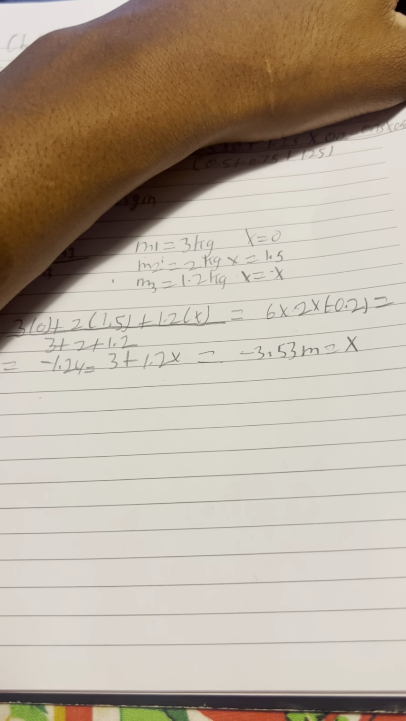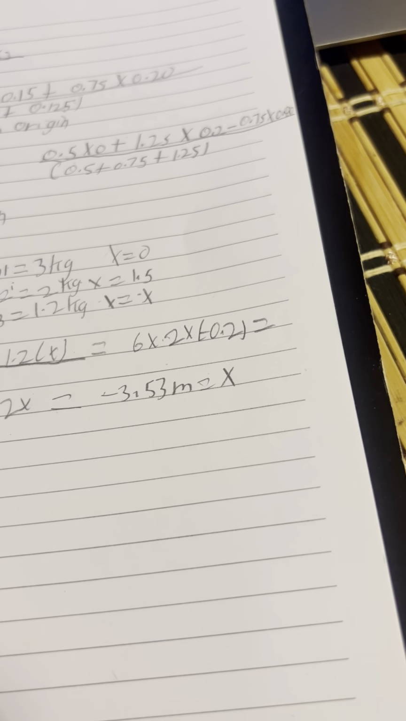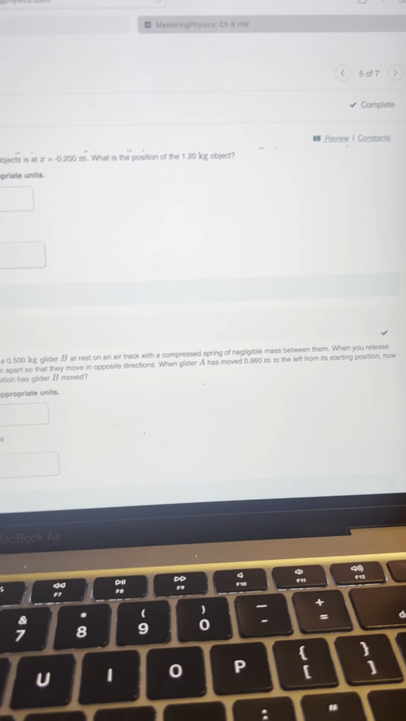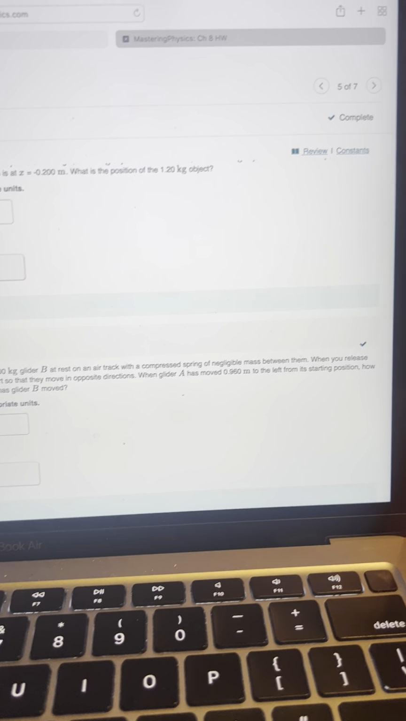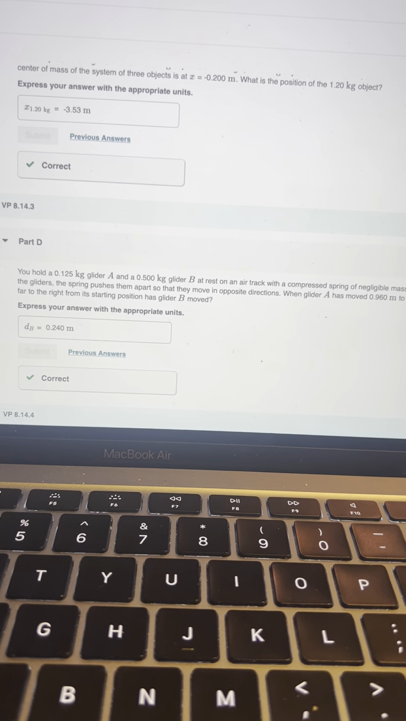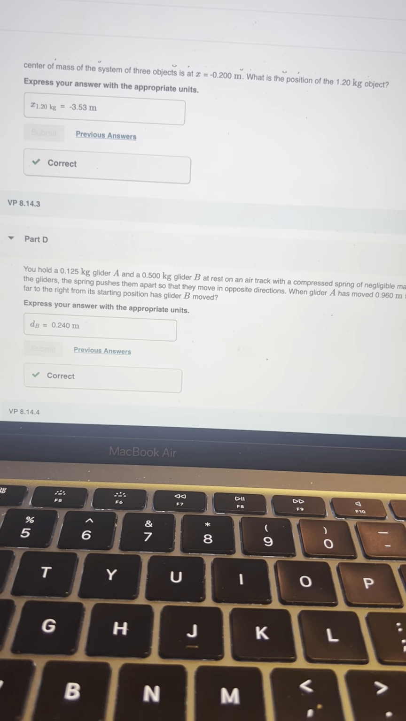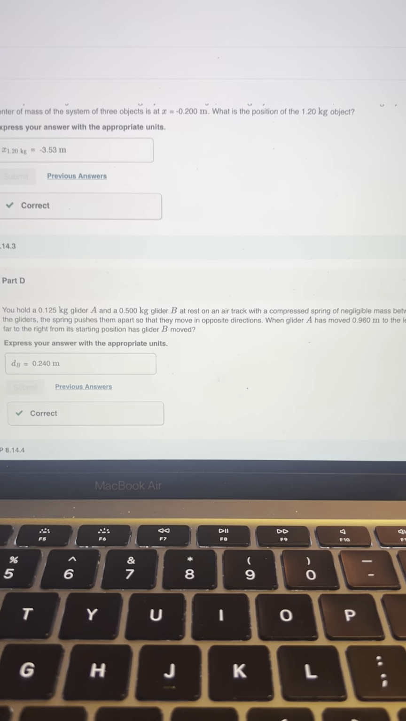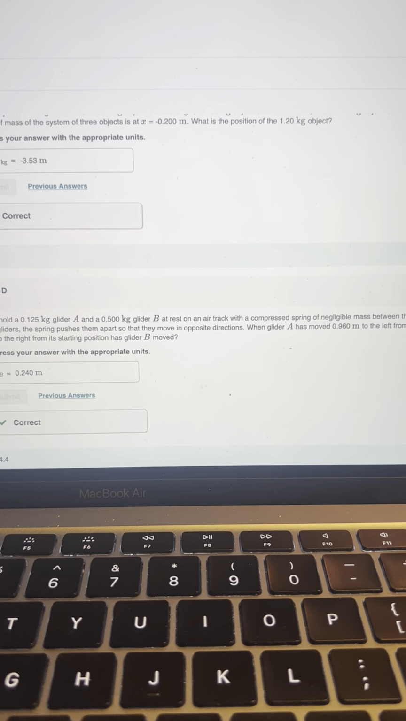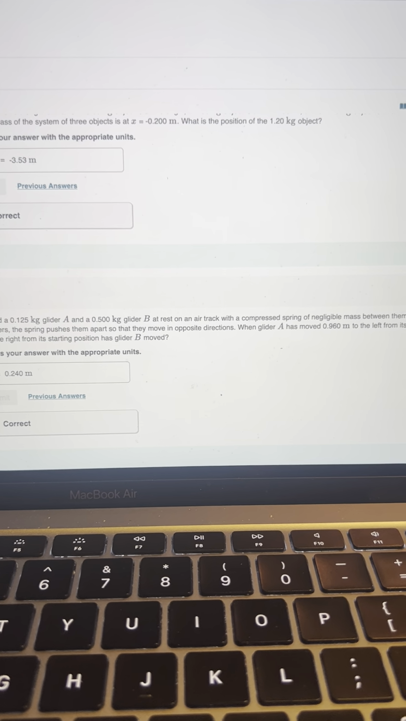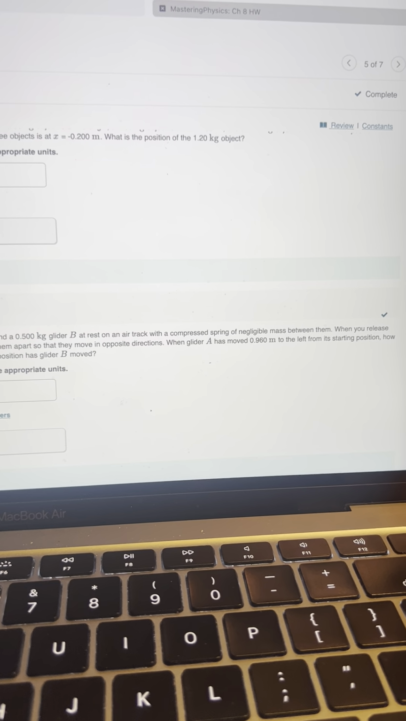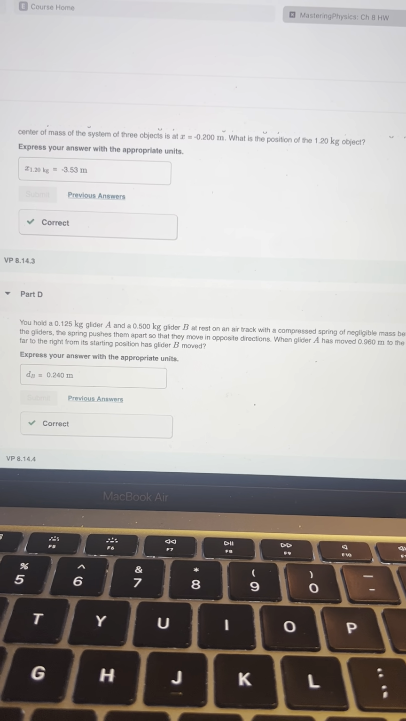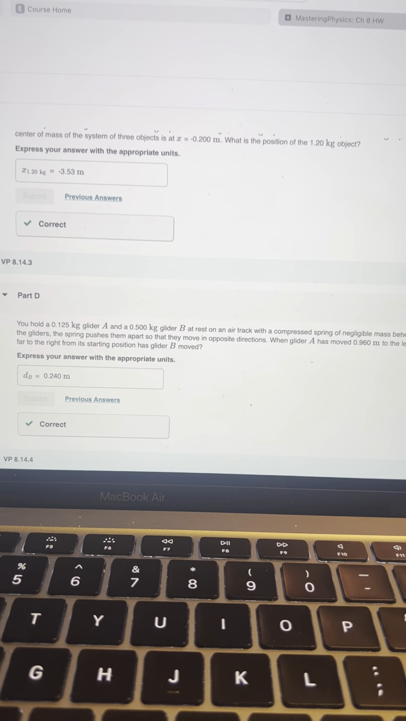And then for 5D, it says you hold a 0.25 kilogram glider A and a 0.5 kilogram glider B at rest on an air track with a compressed spring of negligible mass between them. When you release the gliders, the spring pushes them apart, so they move in opposite directions. When glider A has moved 0.96 meters to the left from its starting position, how far to the right from its starting position has glider B moved?